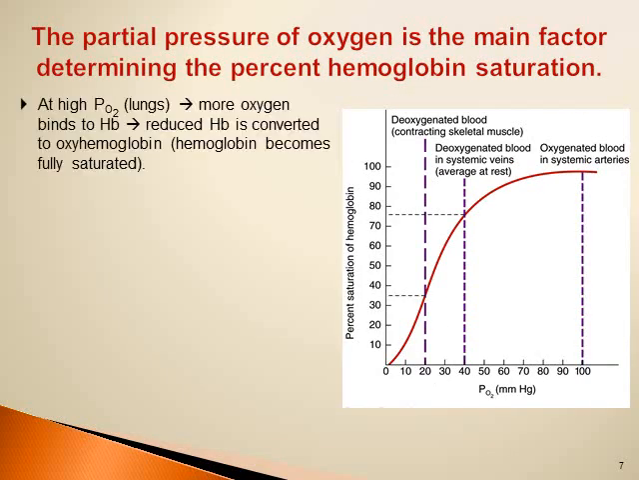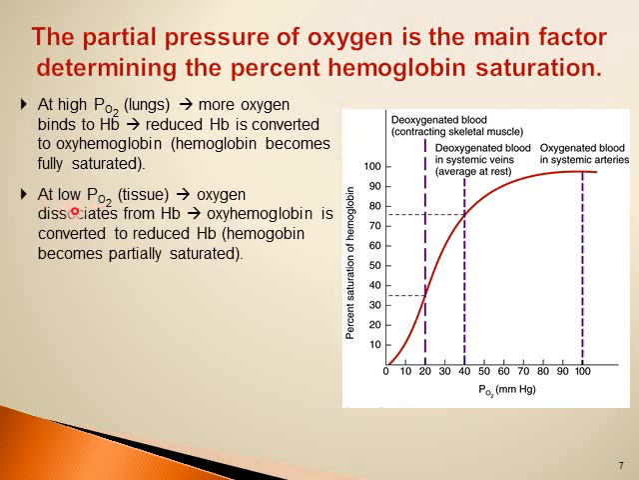The partial pressure of oxygen is the main factor that determines the percent hemoglobin saturation or the hemoglobin affinity for oxygen. At high partial pressure of oxygen, and this is the case in the lungs, more oxygen binds to hemoglobin, as I explained on the curve in the previous slide. So here in the lung, hemoglobin is saturated 100% with oxygen. More oxygen binds to hemoglobin, the reduced hemoglobin is converted to oxyhemoglobin, and hemoglobin becomes fully saturated, which means each molecule carries 4 oxygen molecules.